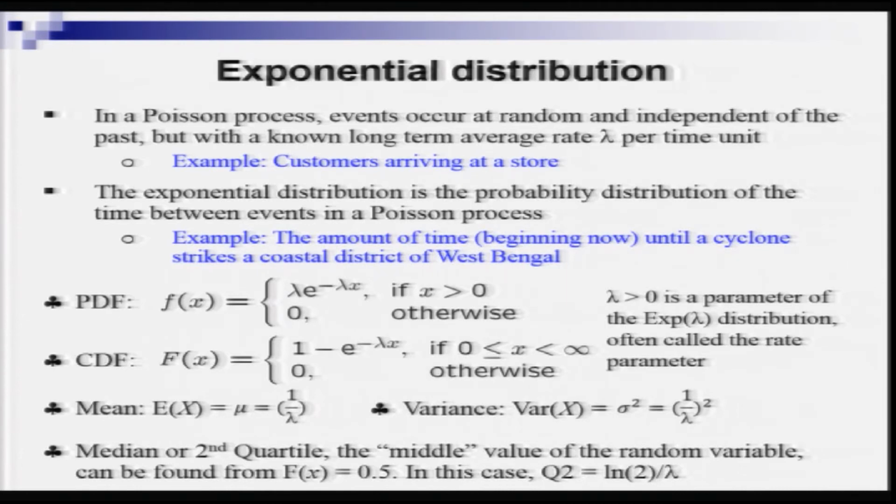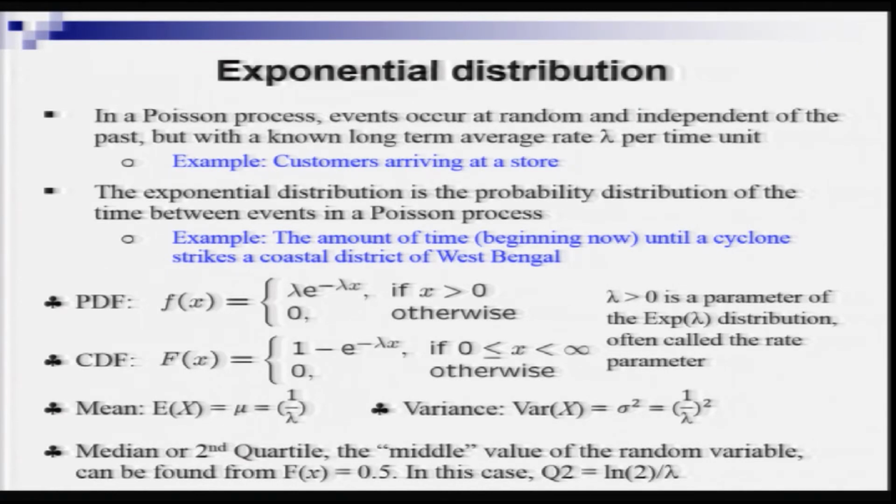Okay. So, it can happen that a manager of a store is interested to know what is the rate at which the customers arrive at his or her store, and he also wants to compute the probability that if one particular customer has arrived, what will be the next time another customer will come. So, what is the gap between these two customers visiting the store. So, from this Poisson process exponential distribution is proposed, and it gives the probability distribution of the time between events in a Poisson process. So, let me look at an example here. An exponential distribution can model the amount of time until a cyclone strikes a coastal district of any state in India, say West Bengal.